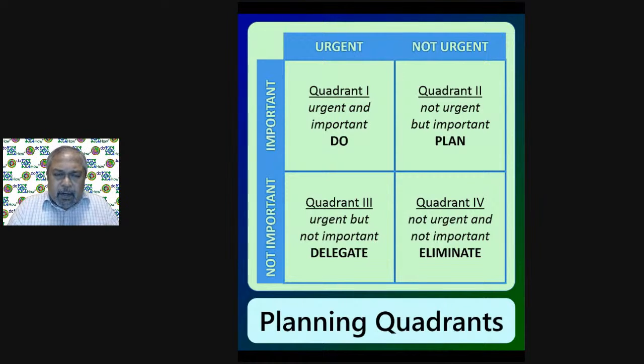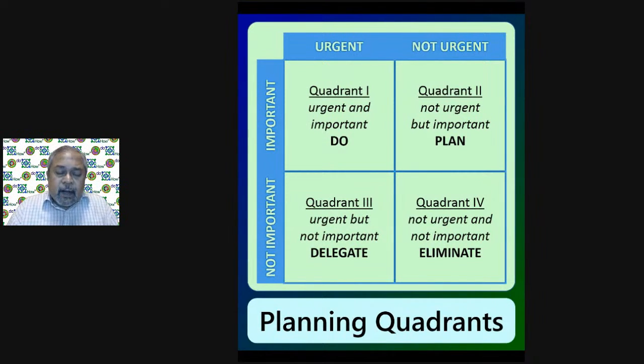How do you find out whether it is urgent or not urgent? Imagine that you had not done that particular activity at that particular moment. Would the situation have worsened? If the situation would have worsened, then it is urgent. If the situation would not have worsened, then it is not urgent. As simple as that. So you got the idea. And important and not important relates to your deathbed exercise.